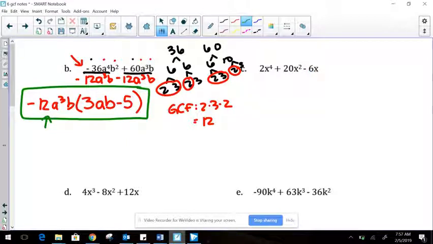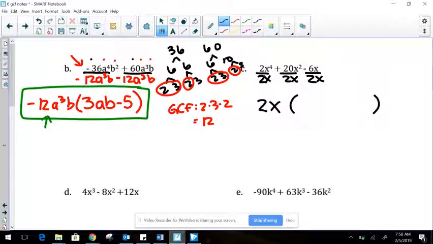Okay, let's try C. This one's actually a little bit easier, even though there's 3 terms. I'm going to draw my division line under all 3 terms. Between 2, 20, and 6, my GCF is just 2. I have a 2 for all those. Then I look at my x's. I have x to the fourth, x squared, and x. This is my smallest one, so I can take it out of all 3. Because remember, factoring just means you're dividing out. I'm dividing all 3 of these terms by 2x.